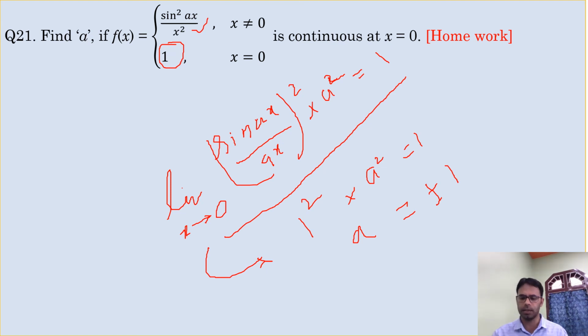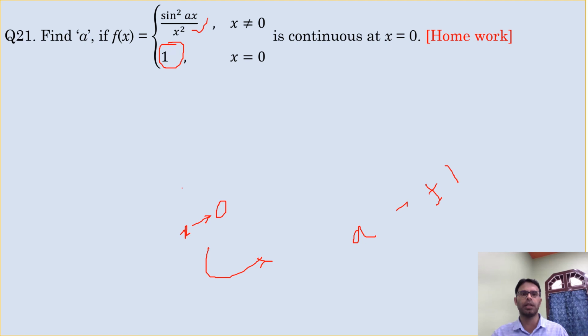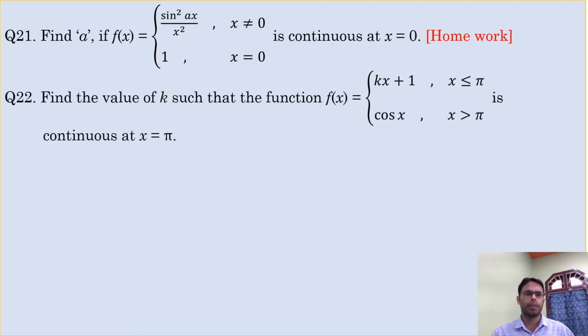And I think you can solve this problem yourself, so I am giving this question as homework for you. And now we take another question, and that question is like this one. I am erasing this. The next question is question number 22. Find the value of k such that the function f(x) is equal to, this is your function, is continuous at x equal to pi.